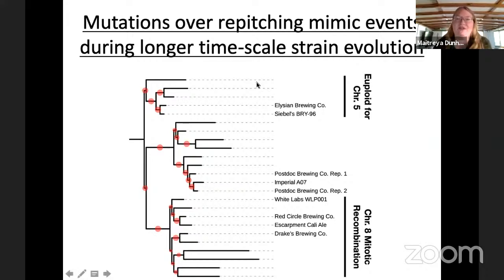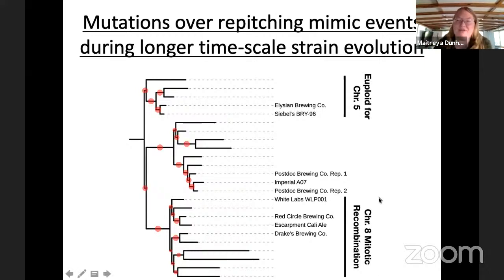So I didn't fill in all the names here, but the full tree is available in the preprint if you have some favorite strains. What was interesting is that this strain set, which is kind of the outgroup here, BRY96, is pretty close to the true ancestor of this group. It starts out with 4 copies of chromosome 5, but then this whole section has lost 1 copy, and now some of those evolution experiments have gained it back, right?